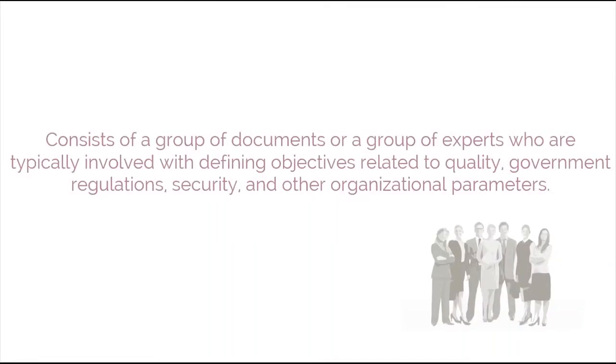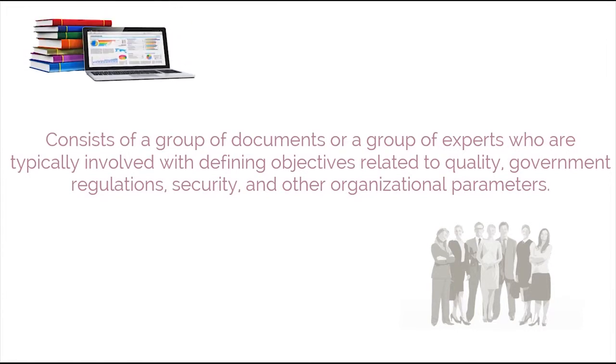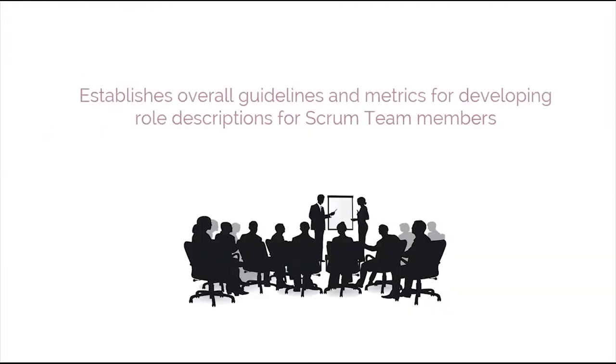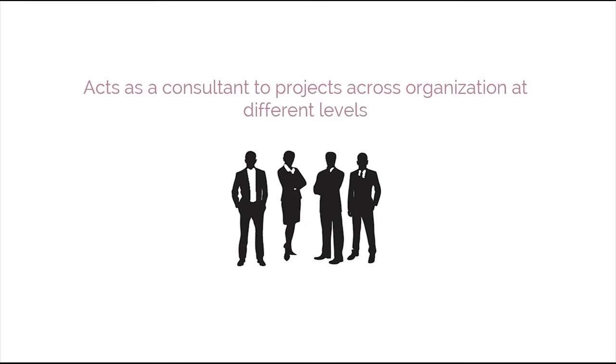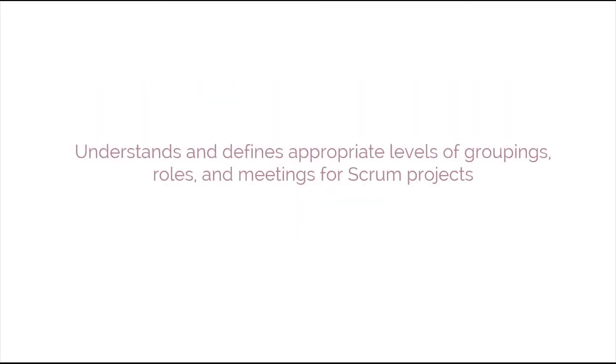So let's get started with the Scrum Guidance Body, or SGB. It has an optional role. It generally consists of a group of documents or a group of experts who are typically involved with defining objectives related to quality, government regulations, security, and other organizational parameters. The Scrum Guidance Body establishes overall guidelines and metrics for developing role descriptions for Scrum team members. It acts as a consultant to projects across the organization at different levels. It also understands and defines appropriate levels of groupings, roles, and meetings for Scrum projects.